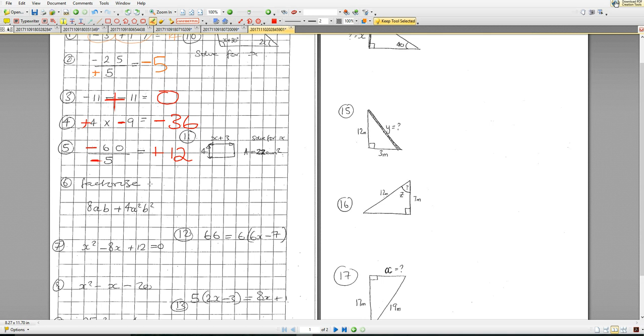So factorize. Now this one here requires us to factorize by common factors. So 8ab plus 4a squared b squared. So we have a 4 here and a 4 inside here. So the 4 is common. We have an a here and an a inside here.